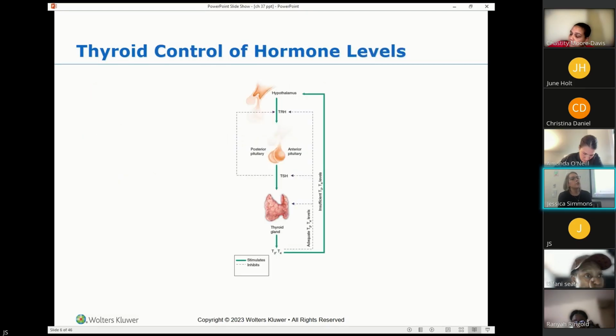So this is just a picture of your negative feedback system. Your hypothalamus releases TRH, which tells the anterior pituitary to release TSH, which tells your thyroid gland to release T3, T4. When there is an adequate amount of T3, T4, it tells the hypothalamus, hey, we have enough. So the hypothalamus stops making TRH. So it is a complete loop.